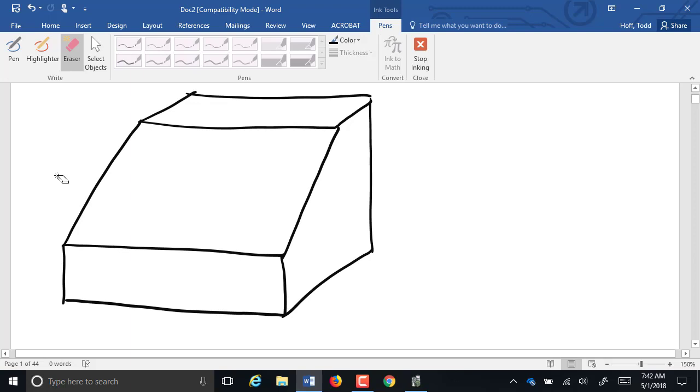But then we're going to cut it here. Oops, I'm going to do this. Sorry. We're going to cut it here at a bevel as well. That sounded a little painful.